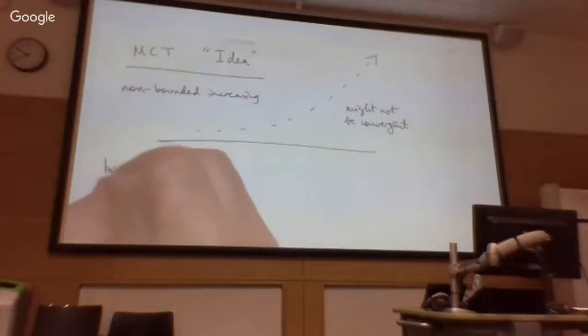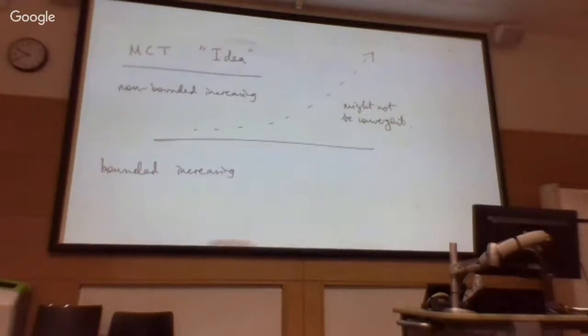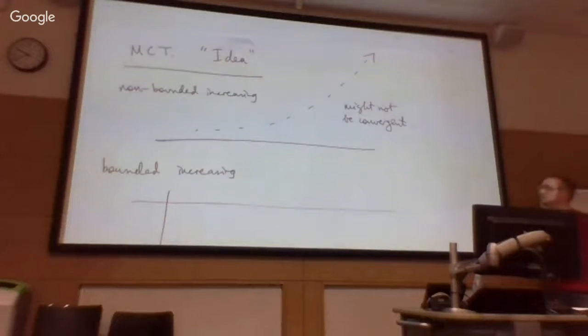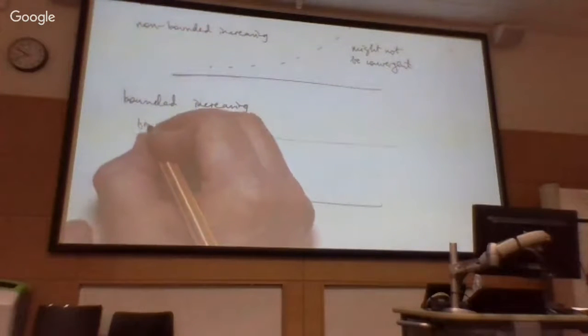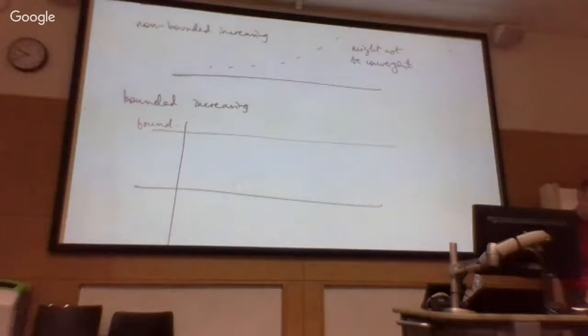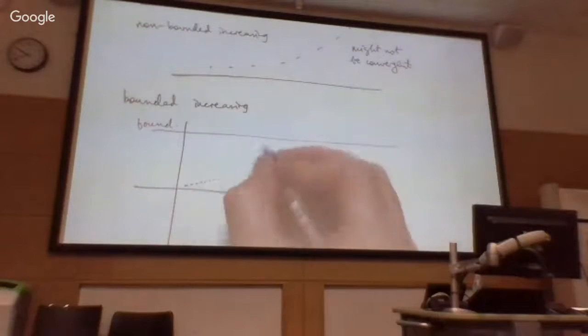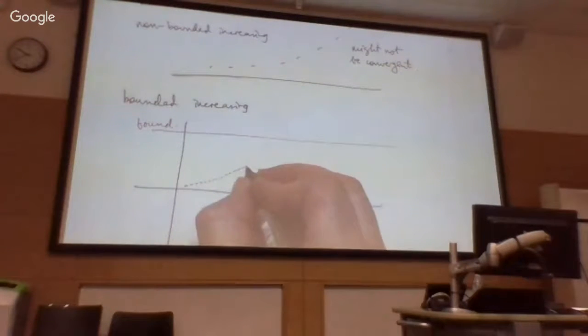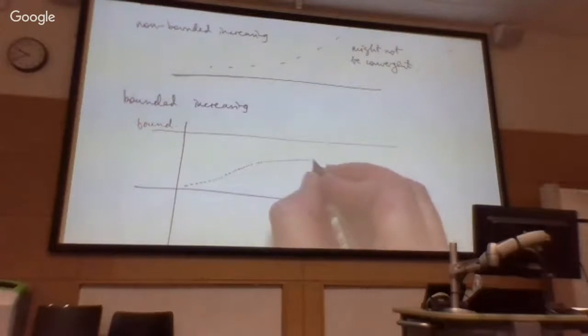Okay? But if you've got a bounded increasing sequence, so there is some upper bound beyond which it can never go. Well, if my sequence is increasing, I can't just zoom it off to infinity because it can never go beyond this. So maybe it could start to level off. You see, the upper bound forces it to level off.